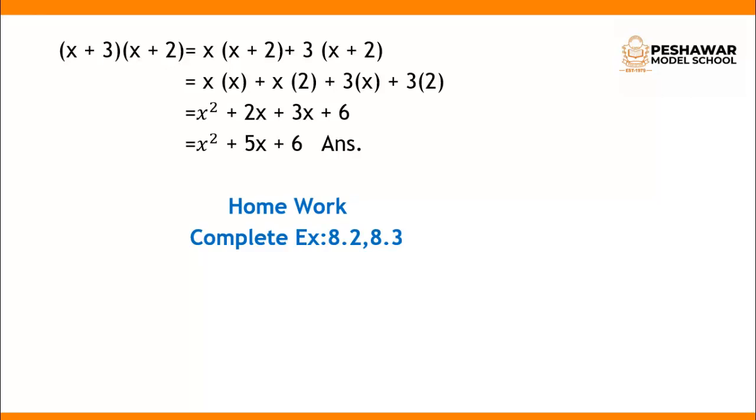Then plus into plus is plus, so 3 multiplied by 2 is 6. Now my dear student, you have to add their like terms. For x square, there is no term to add with x square. Then the next term is 2x plus 3x, which is equal to, adding their coefficients, plus 2 plus 3, 5x, and plus 6.